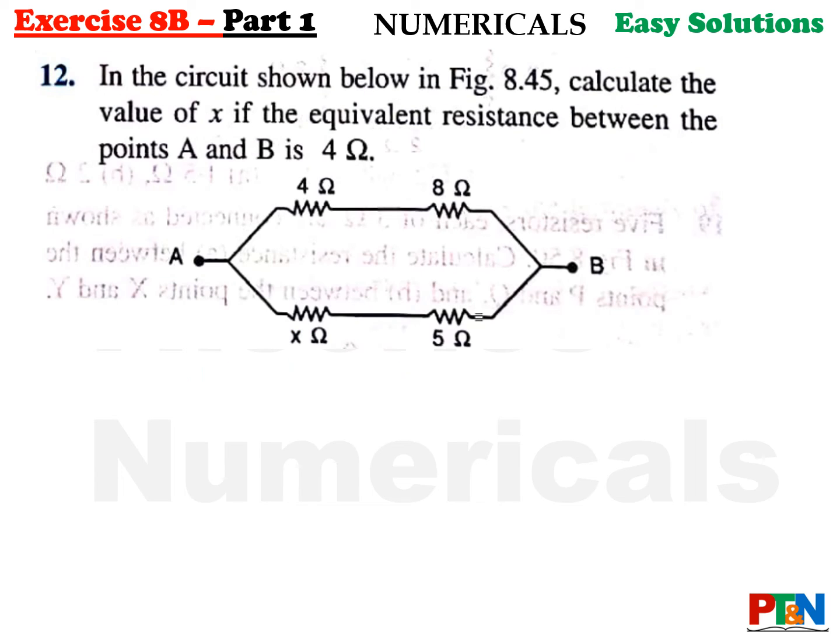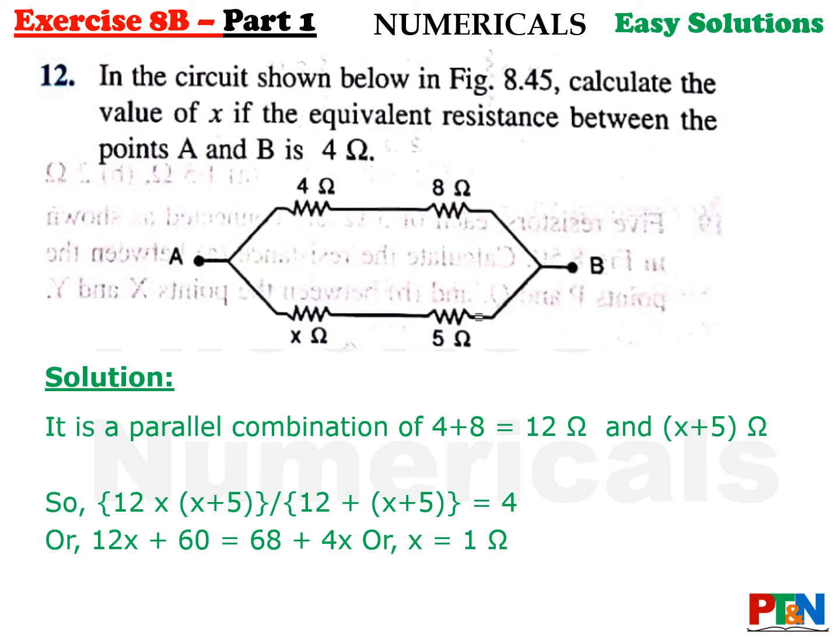Next one, number 12. In the circuit shown below, calculate the value of X if the equivalent resistance between point A and point B is 4 ohm. So equivalent resistance between point A and point B is 4 ohm. You need to find out that X.